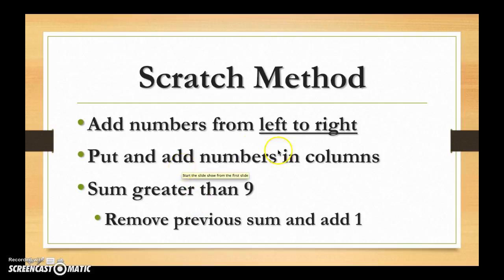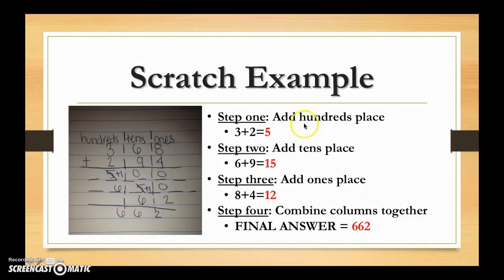Next, we have the scratch method. And for scratch method, you are always going to add from the left to the right. For the scratch method, you are also going to put these into columns and add them in the columns. If you add two numbers together and it is greater than 9, then you are going to scratch out the previous sum and add 1. Scratch example. Here we are going to be adding 368 plus 294.